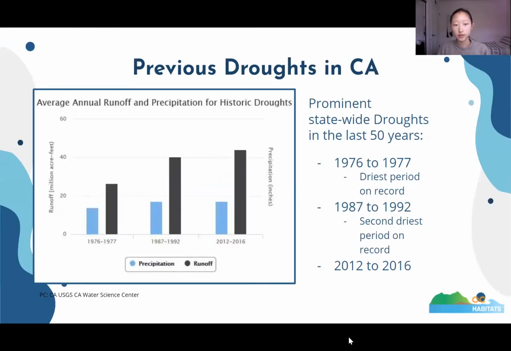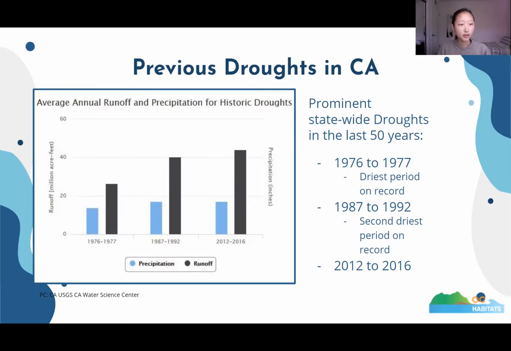Some previous droughts in California that I decided to cover were some prominent statewide droughts of the last 50 years, which would be from 1976 to 1977, which is the driest period on record, and then 1987 to 1992, which is the second driest period on record, and from 2012 to 2016.